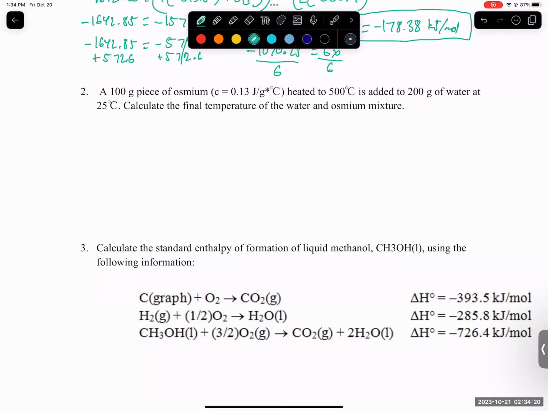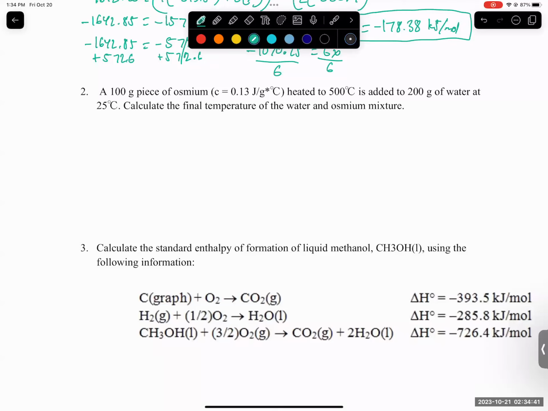How many of y'all got number 2? Pretty easy. Okay. Did this one require a lot of math? I mean, you gotta put it all in calculators. So, as long as you get the formula right, then you're okay. Yeah, so how would we start this problem?